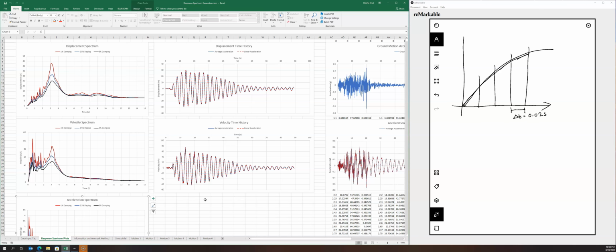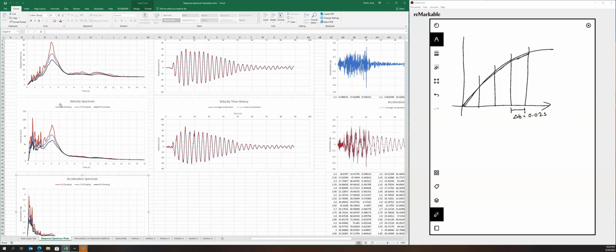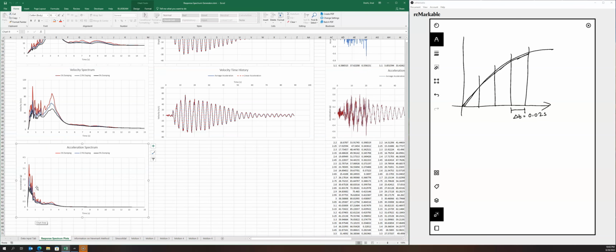So if you are just curious on understanding how different kinds of motions affect different buildings, then you can just run this spreadsheet through multiple times and see different kinds of responses. Let me just give you an example. So for example, let's look at this displacement versus acceleration spectrum.